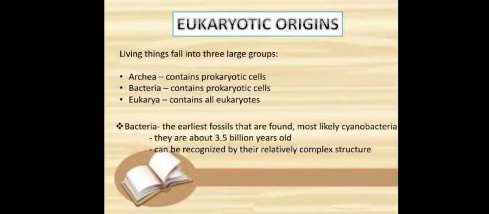Let us first have the eukaryotic origins. Living things fall into three large groups: the archaea, bacteria, and eukarya. The first two have prokaryotic cells, and the third contains all eukaryotes.